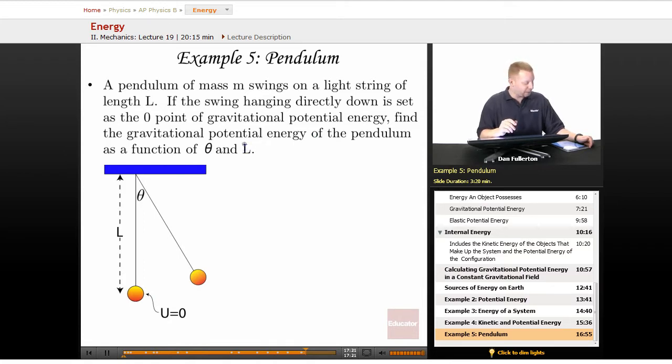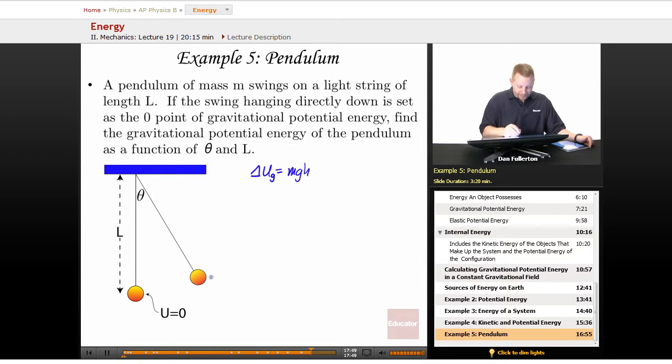This is going to require a little bit more thinking here, I believe. Well, let's think about what's going on here. At the highest point, it has gravitational potential energy. As it swings down, it all becomes kinetic energy. We're trying to find the gravitational potential energy of the pendulum in terms of theta and L. Well, we know that change in gravitational potential energy is going to be mgh.